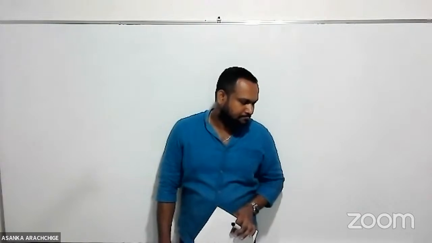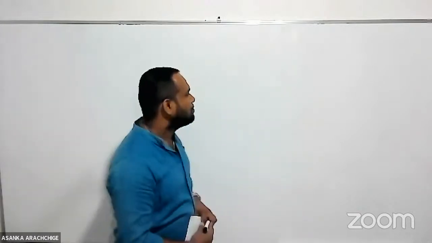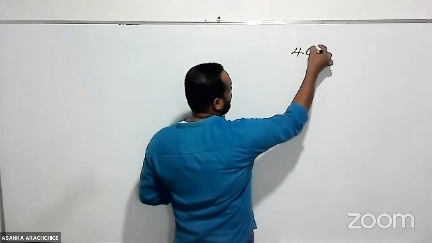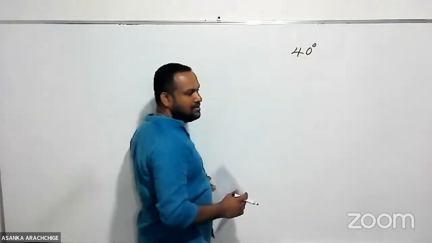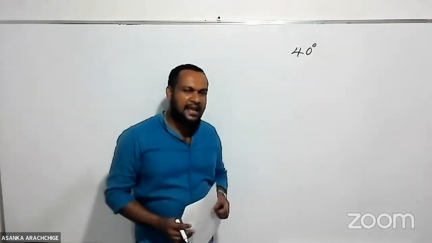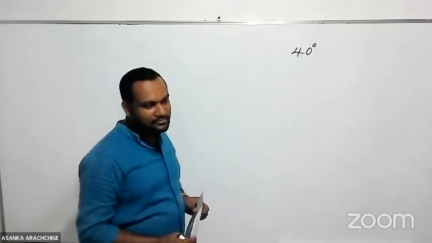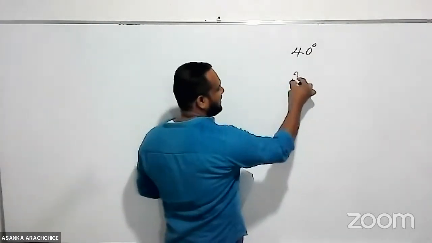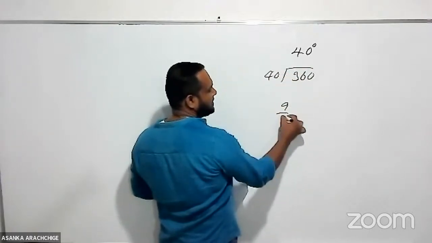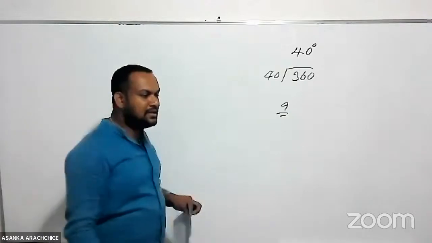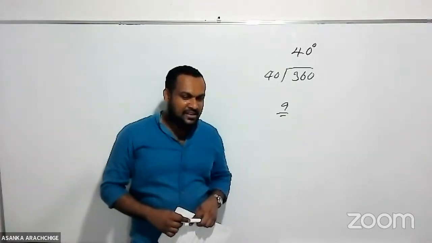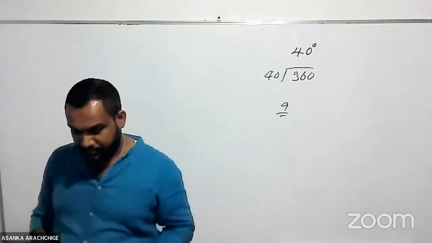Understood? Now, if the size of an exterior angle of a regular polygon is 40 degrees, how many sides does it have? Divide 360 by 40. What is it? 9. That is a regular nonagon. What is a nonagon? A polygon having 9 sides.